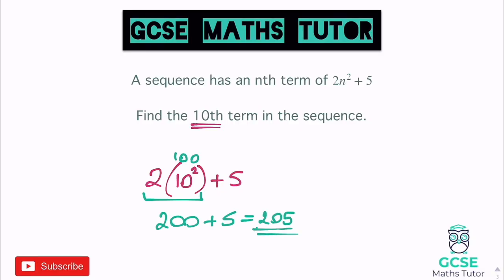Obviously, don't forget to check out the video on substitution if that's thrown you at all, but just being careful to sub that number in. So we've subbed 10 in place of the n, that's n squared, so 10 squared was 100, 2 lots of that is 200, and then add 5 at the end for 205.